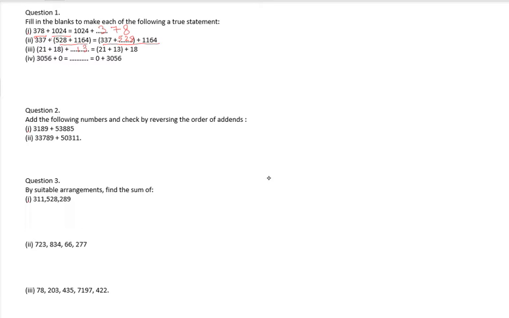3056 plus 0 is equal to 3056. Any number when added to 0, or when 0 is added to a number, the number remains the same.